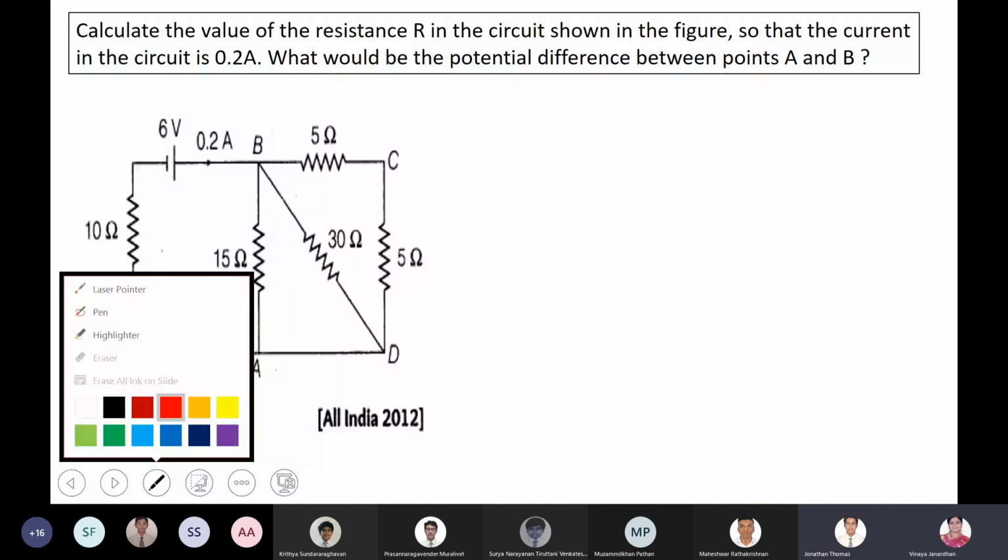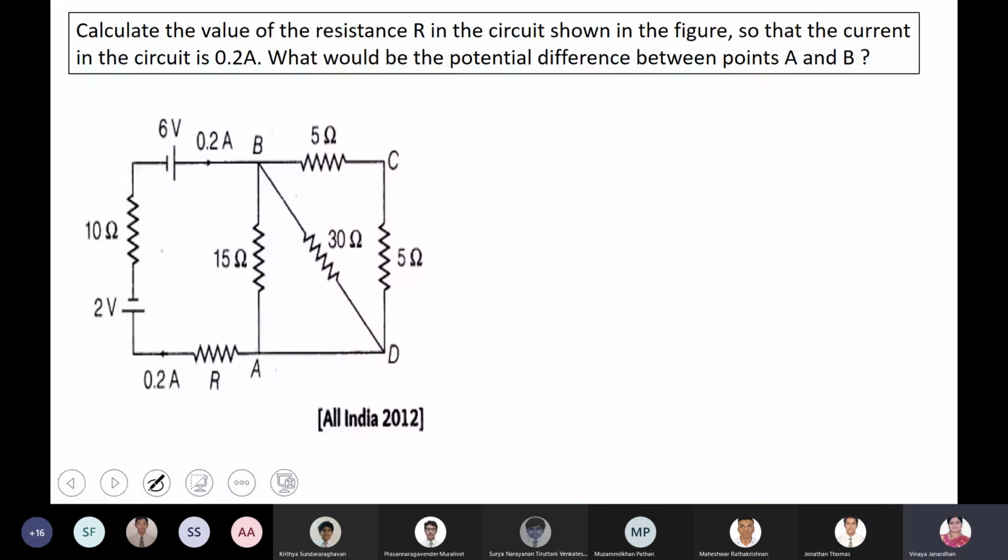Okay, ma'am. Copy down this. Calculate the value of the resistance R in the circuit so that the current in the circuit is 0.2 ampere. So what should be the potential difference between the points A and B? So many questions. Now look at this.